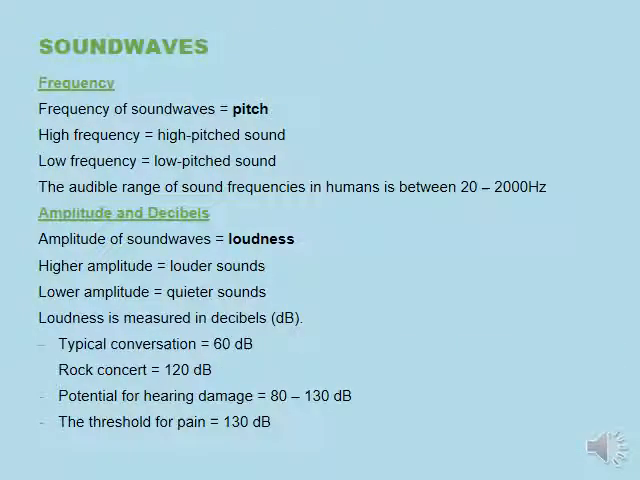So now here are sound waves. When you look at the frequency of a sound wave, that's still considered the pitch. A high frequency is a higher pitch sound. Low frequency, low pitch sound. The audible range of sound frequencies in humans is between 20 and 2,000 hertz. The amplitude in decibels, the amplitude of sound waves, is in other words the loudness of it.